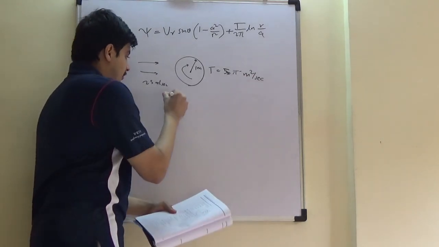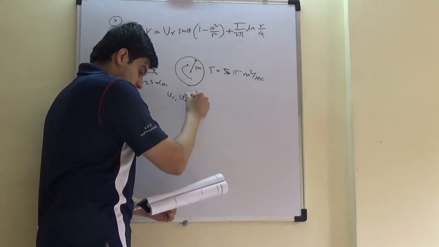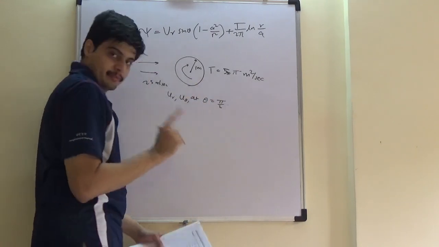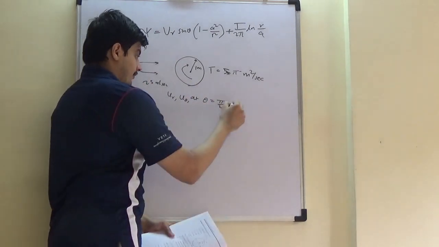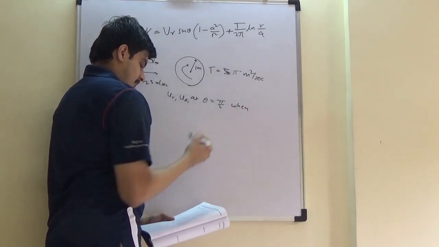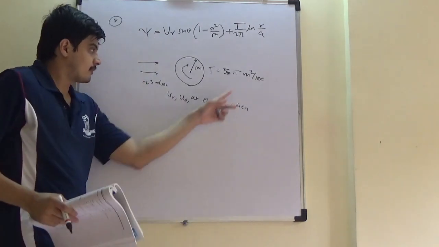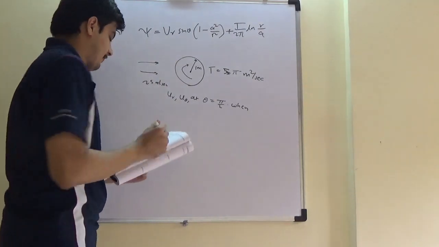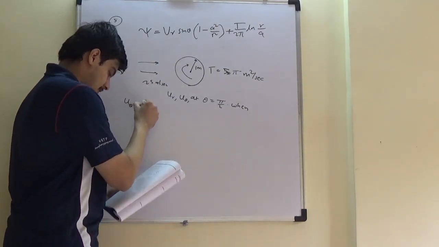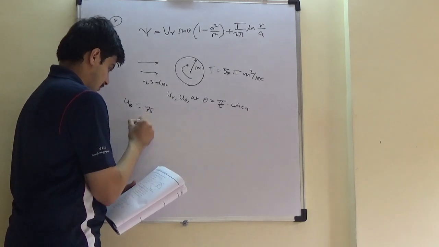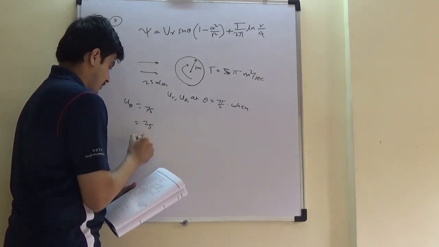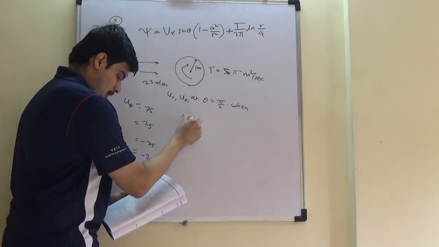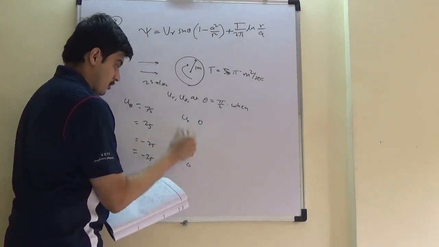Now we have been asked to find the value of UR and U theta at theta equal to pi by 2. We have these numbers, and we have been given a set of options. U theta is 75, 25, minus 75, minus 25, and UR is 0, 0, 0, 0.